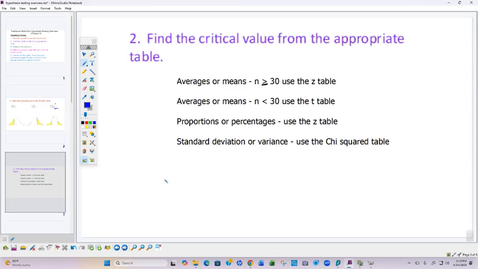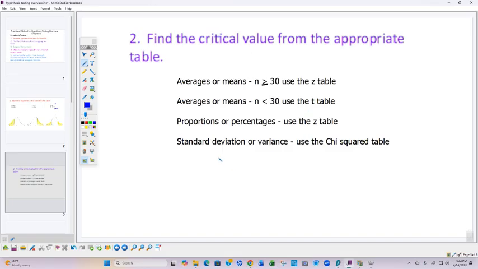Now the next step, step 2, says find the critical value from the appropriate table. If they're talking about averages or means, and your sample size is greater than or equal to 30, you're going to use the z-table. We'll look at that in a second. If they are talking about averages or means, and your sample size is less than 30, you're going to use the t-table for the critical value. If they are talking about proportions or percentages, you're going to use the z-table for the critical value.